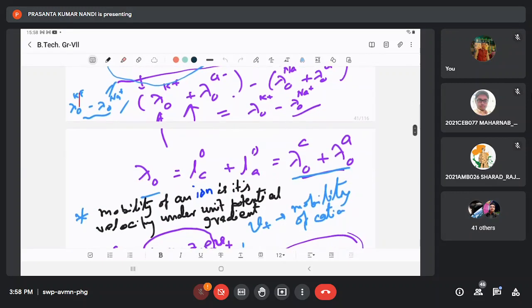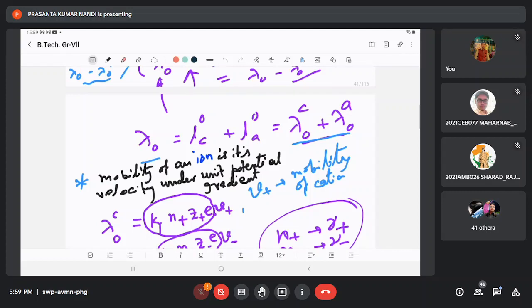Now, in some books it is written like that, so I have also followed the same notation, that is LC0 for cation conductance, and anionic conductance is given by LA0. Suppose you know the lambda 0 value of the salt. Then one can write an important quantity that we call mobility of an ion. What is mobility of an ion? Mobility of an ion is its velocity under unit potential. This is very important.